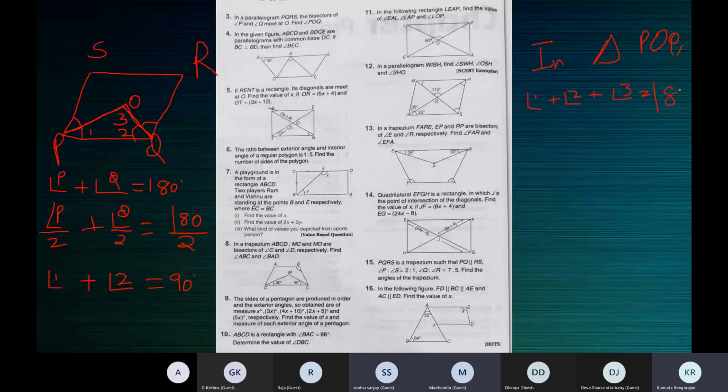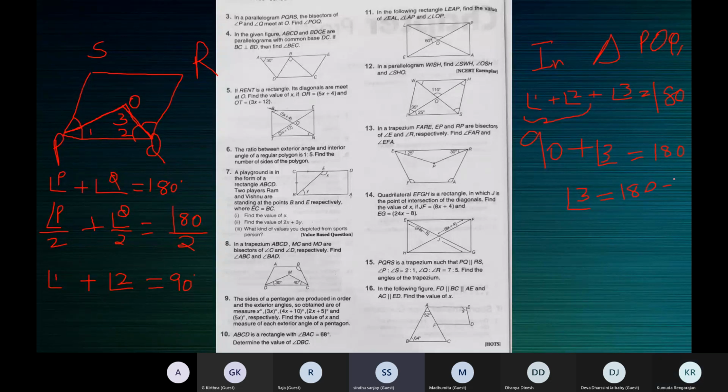180 degrees. Now, what is angle 1 plus angle 2? We found angle 1 plus 2 is 90. So 90 plus angle 3 is equal to 180, correct? So angle 3 is equal to how much? 90 degrees. 180 minus 90 is equal to 90 degrees.